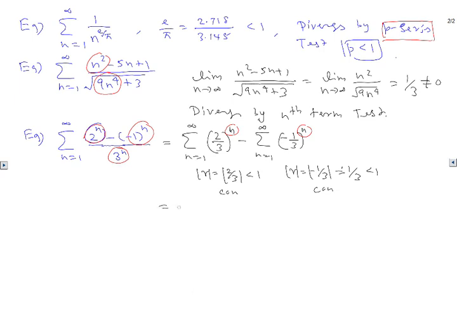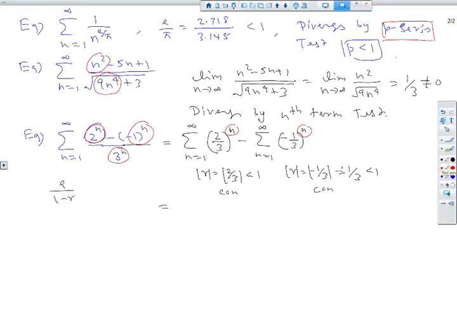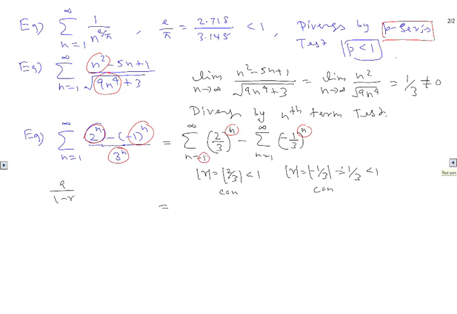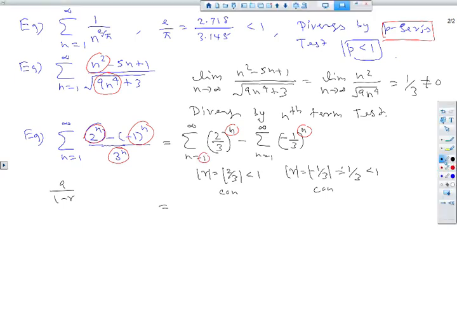So we use the sum formula, a over 1 minus r. So a is the first term. Plug in the first index. In this case, the first index is 1. So we're going to plug in 1. If it is 2, plug in 2. But in this case, 1. So we're going to plug in 1 to the power. So it is 2/3 in this case.